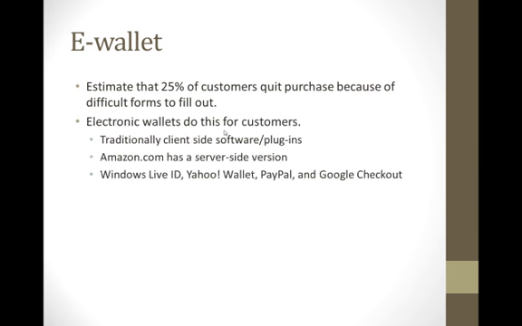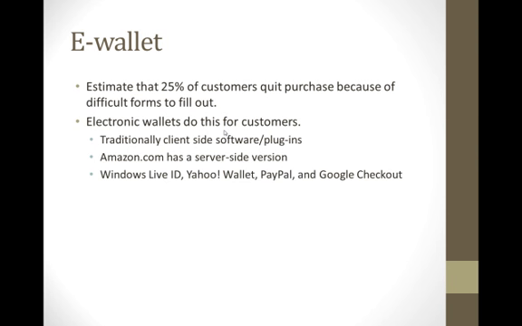So what did the electronic wallets do? Well, traditionally, they were client-side software plugins. In other words, they went on the customer's computer, usually a plugin for their browser that would store all that information for them. There's also e-wallets that are server-side versions, but these are specific for a particular company, like Amazon. So Amazon.com has their own version of the e-wallet.